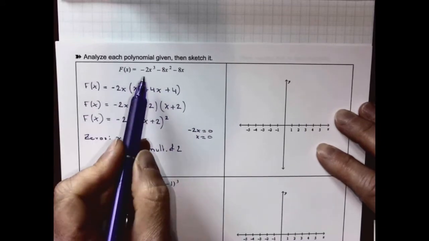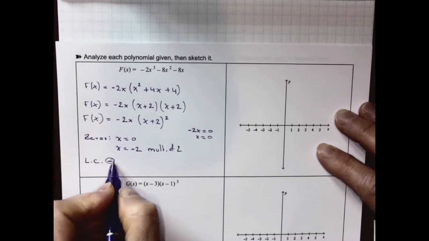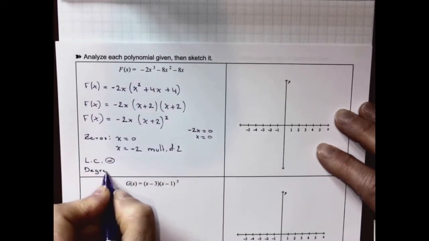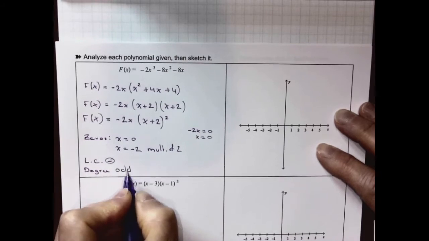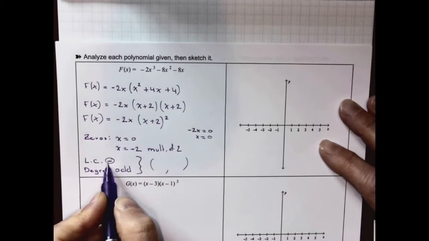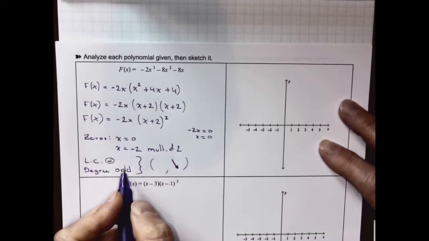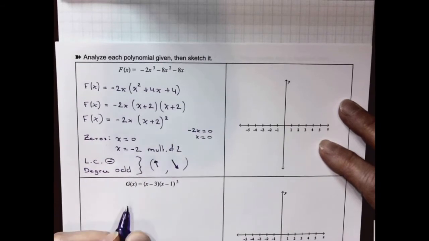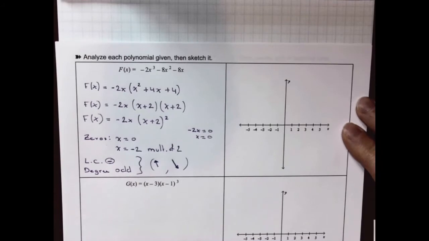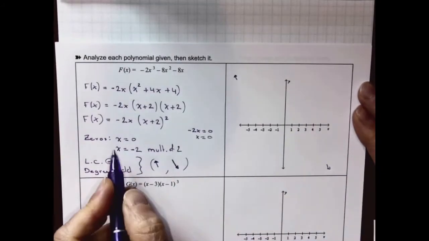What's my leading coefficient? Well, the leading coefficient is negative, and the degree is odd, right? The degree is 3, so it's an odd degree. So what do those two tell me about my end behaviors? Leading coefficient is negative, I know the right hand side has to go down. The degree is odd, I know they're at odds with each other, right? Opposite directions.